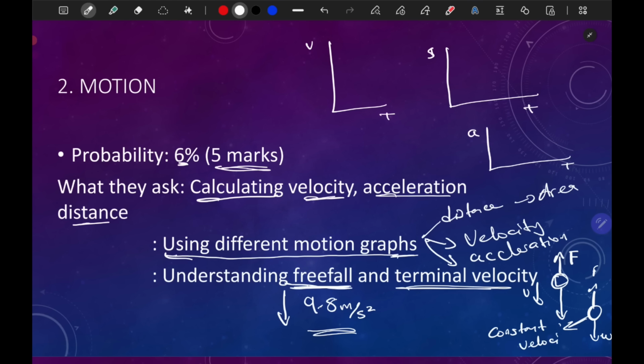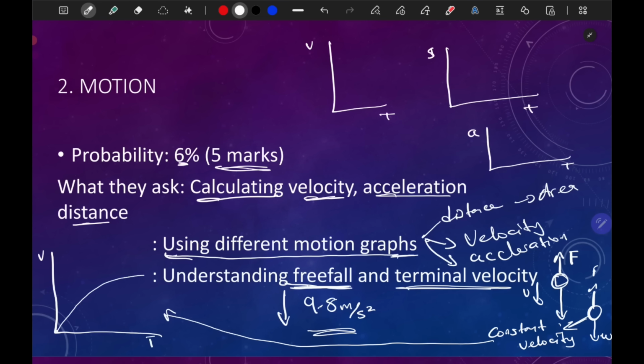velocity. So if we were to graph terminal velocity, let me just graph it over here. It would go something like this. So we have velocity, time, it would go something like this. It would straighten. So this is the graph for terminal velocity.